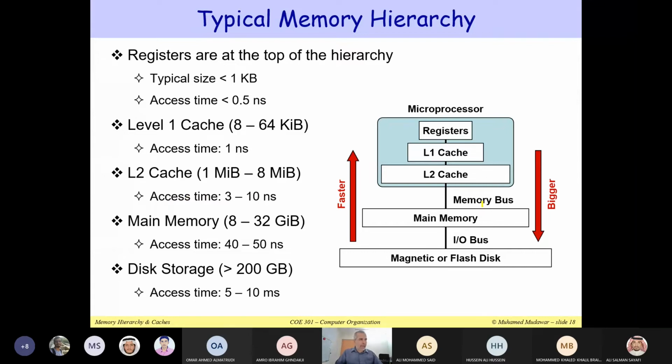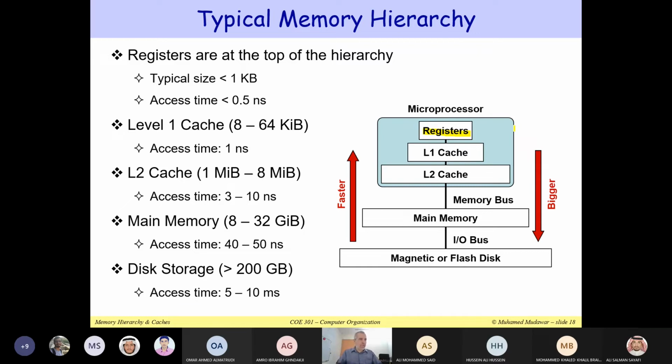This is a typical memory hierarchy. On top of this memory hierarchy, we have registers. We have seen in the MIPS architecture, we have 32 general purpose registers, plus another 32 which are used for floating point, but these are small in number. We don't really have that many registers inside the CPU. The typical size is less than 1 kilobyte. For example, each register in the 32-bit architecture is only 4 bytes. In the 64-bit architecture, it will be 8 bytes. That is the size of one register.